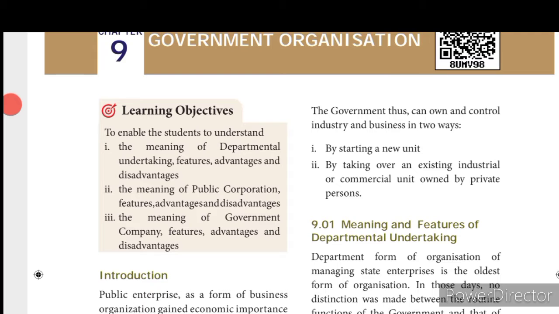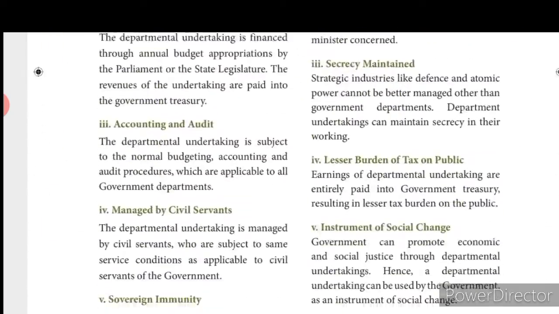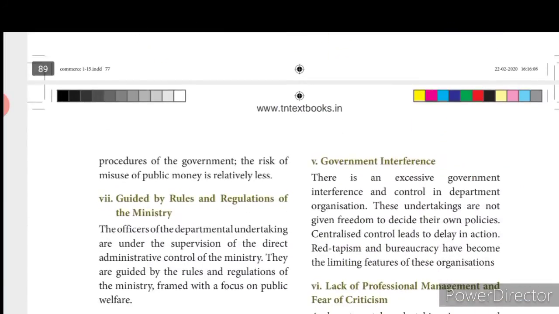Before I proceed with the advantages and disadvantages, I just want to give a quick explanation about public corporation. What is a public corporation? Public corporation is nothing but any organization which is formed by passing an act in the parliament. An act should be accepted in the parliament, and that organization is called a public corporation. The other name for public corporation is statutory corporation.